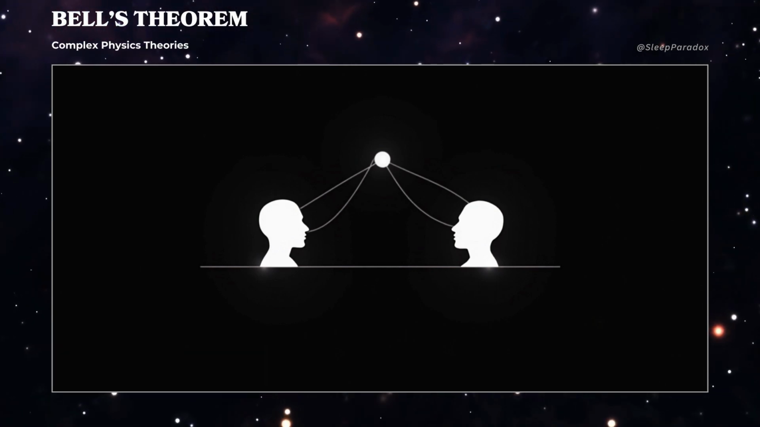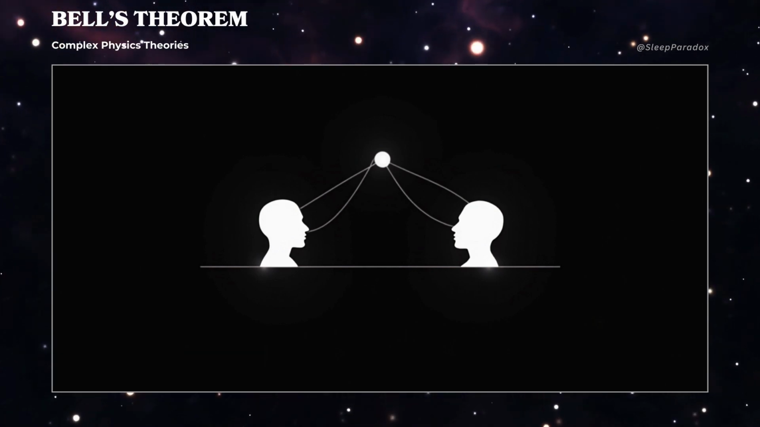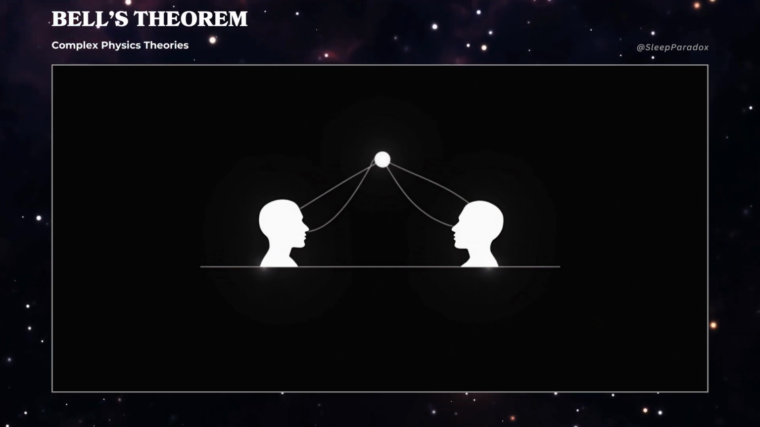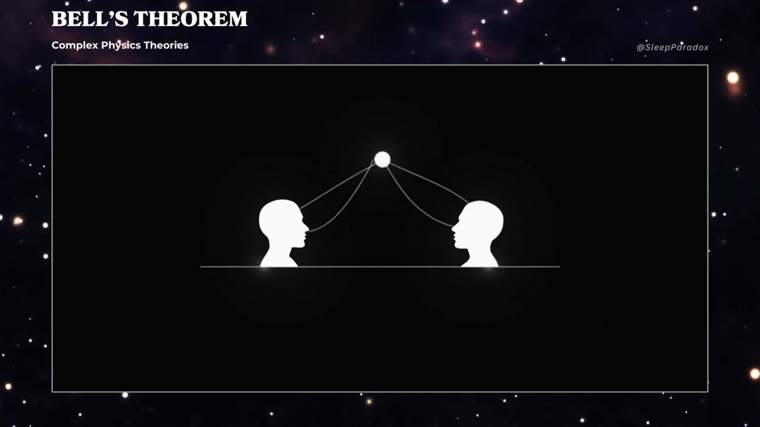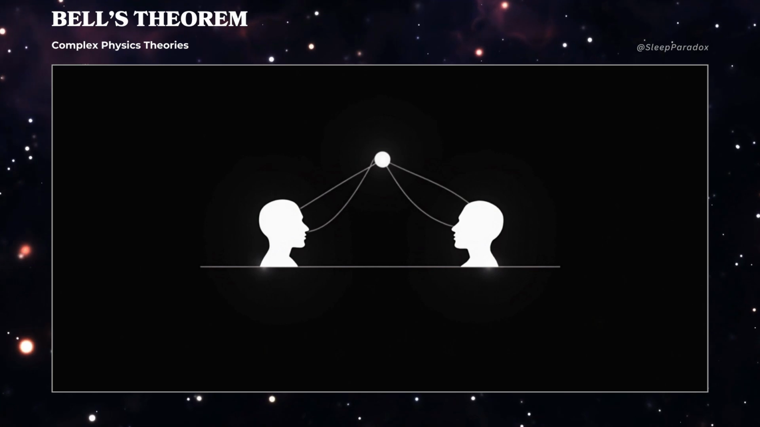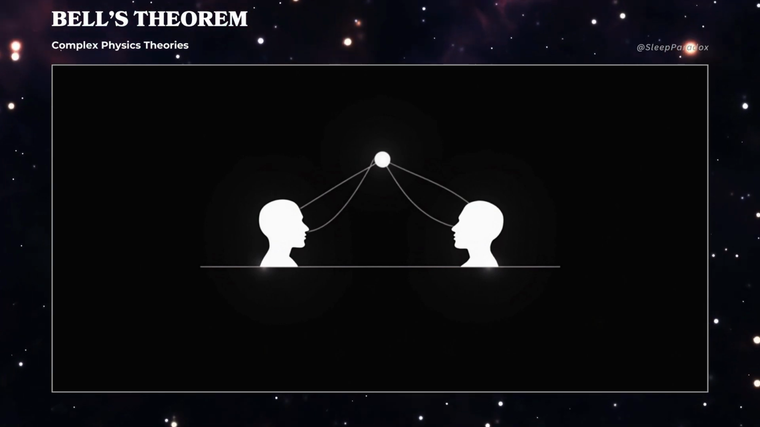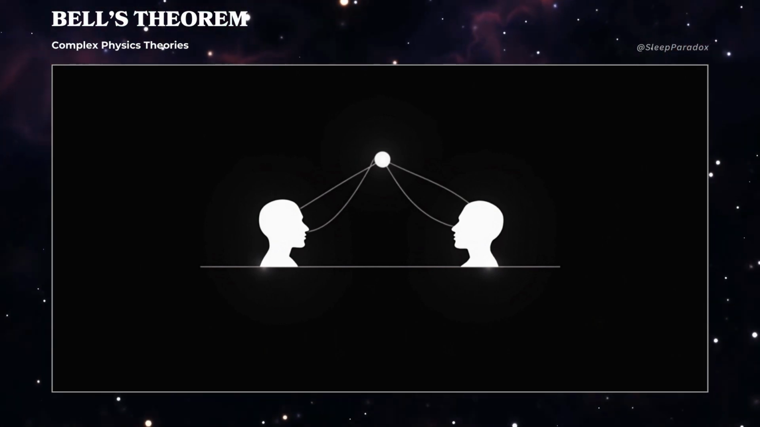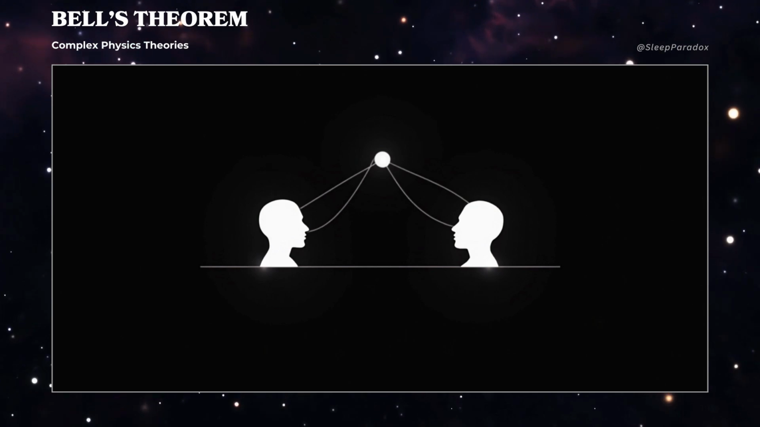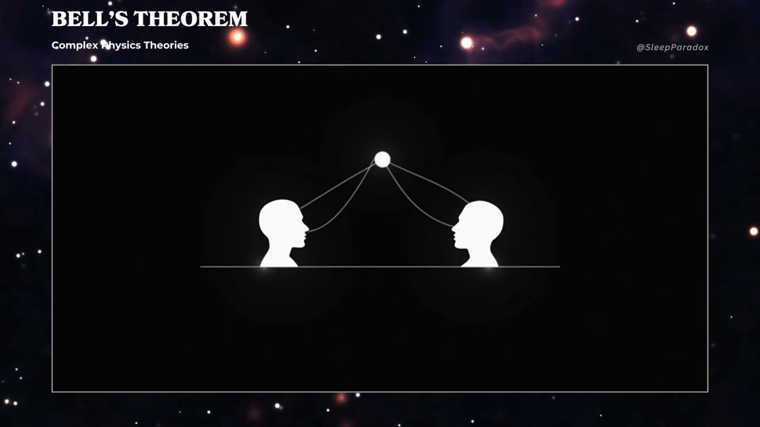If the universe is not local, then space and time may not be as fundamental as we think. The apparent separation between distant objects may be an illusion, at least at the quantum level, and if we give up on determinism, then the outcomes of quantum events are not fixed in advance. They emerge only when measured.